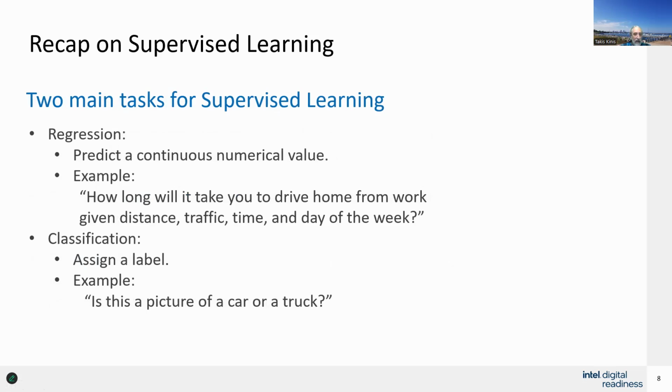Some of the tasks that go with it, just to refresh these things: regression. This is like correlated values, basically. It says predicting a continuous numerical value. So, for example, how long will it take you to drive from home to work, depending on the distance, the traffic, the time, the day of the week, the weather, that kind of thing. Maybe how your car's running might be an issue too. But how long will it take? Well, that's just the measure of time, so I can correlate it. Basically, it's measurable, so there's a numeric value to it.